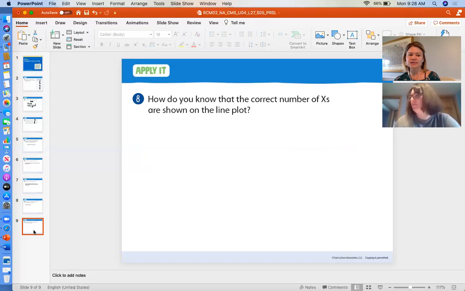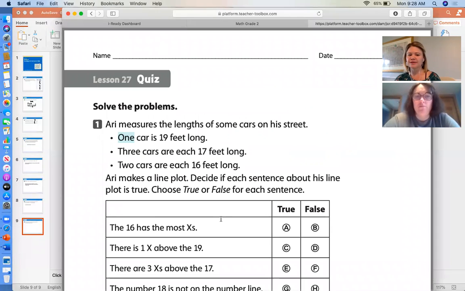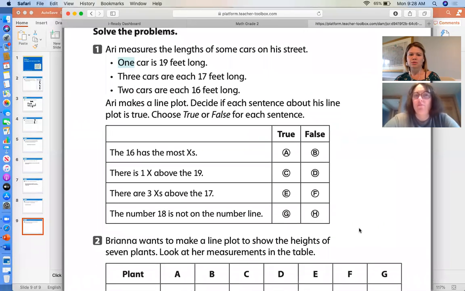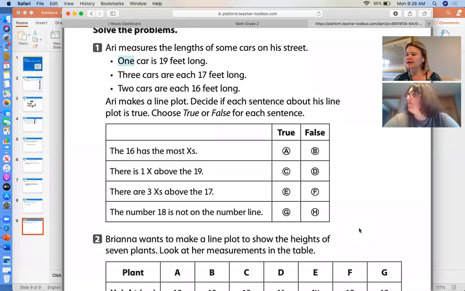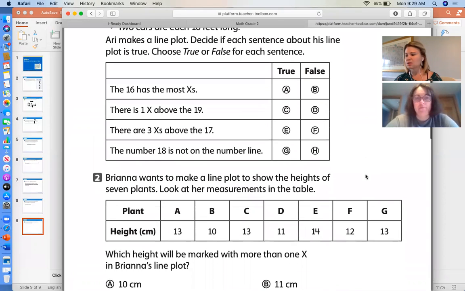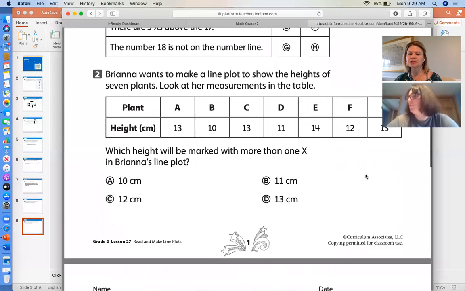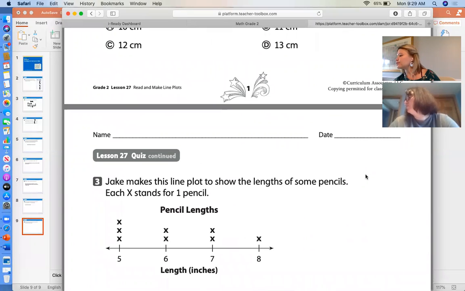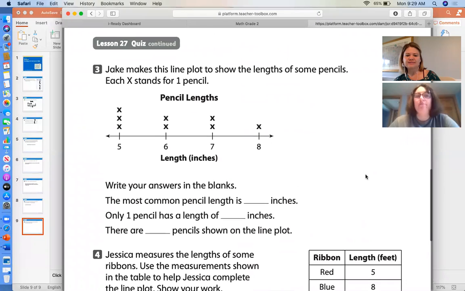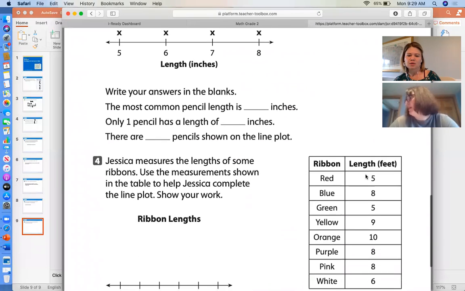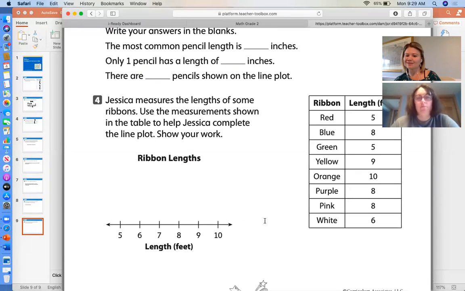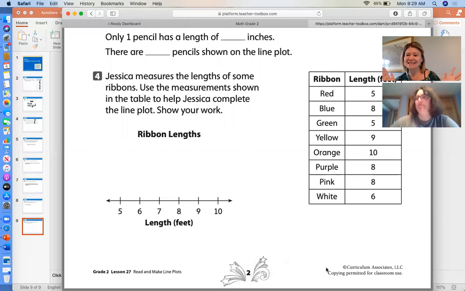Okay, so that's it for this. Let's go ahead and take a look at our quiz today. Here is our quiz. We will have 2 trues and 2 falses. For number 2, there is just one answer. For number 3, you need to use that data to fill in the blanks. Number 4, you're going to use this data over here to make the line plot, but the title and the unit of measurement are already written for you. This is easy. You have got this.